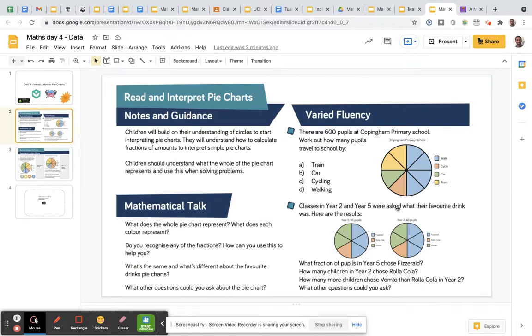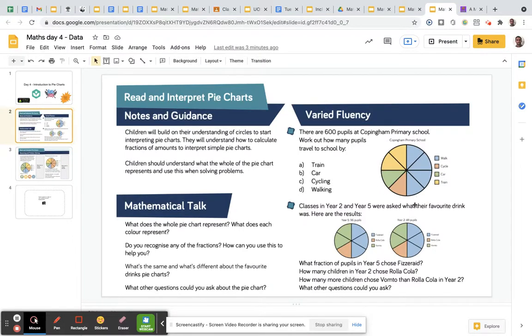We can probably have a good understanding of fractions and that pizza model we have of breaking up circles into fractions, and that's going to be really helpful as we move into looking at pie charts. Children should understand what the whole of the pie chart represents and use this when solving problems. Although we haven't really done percentages in grade 4, have a think about the idea of 100% being a whole in this instance.